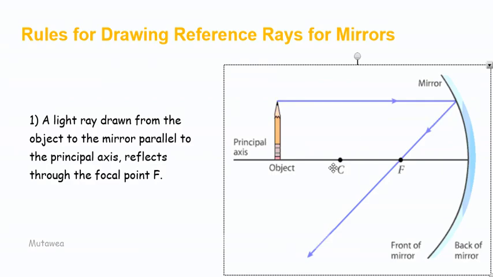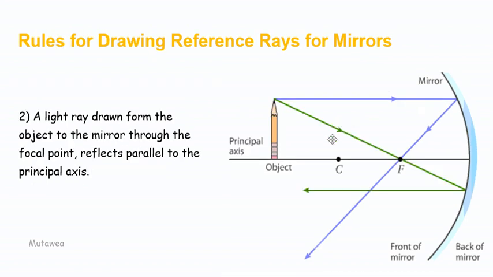When drawing a ray diagram for a concave spherical mirror, draw the diagram to scale and mark the center of curvature, C, and the focal point, F. The focal point is midway between C and the mirror. The first ray is drawn from the object to the mirror parallel to the principal axis. This ray then reflects through the focal point, F.